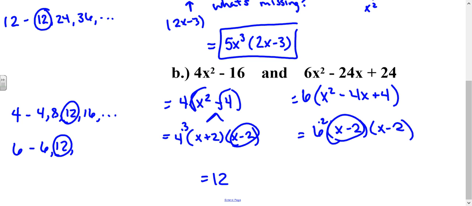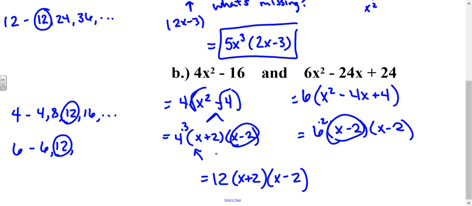This side is missing an x plus 2, so I need to make sure that they both have that. And they already both have an x minus 2, so I need to include that because that's what they both have. And then this side needs another x minus 2.